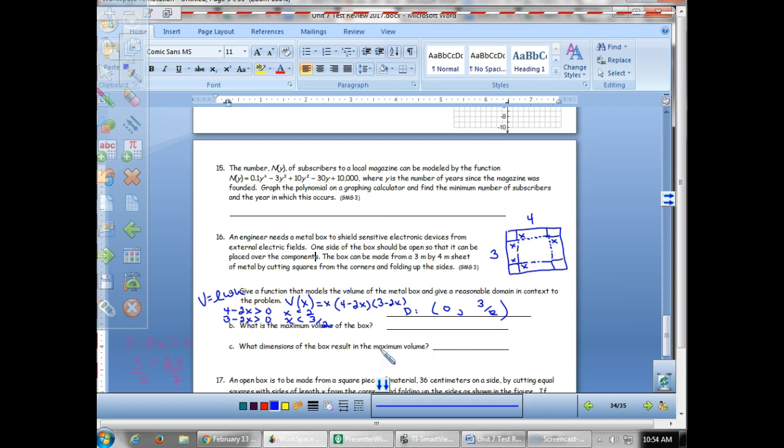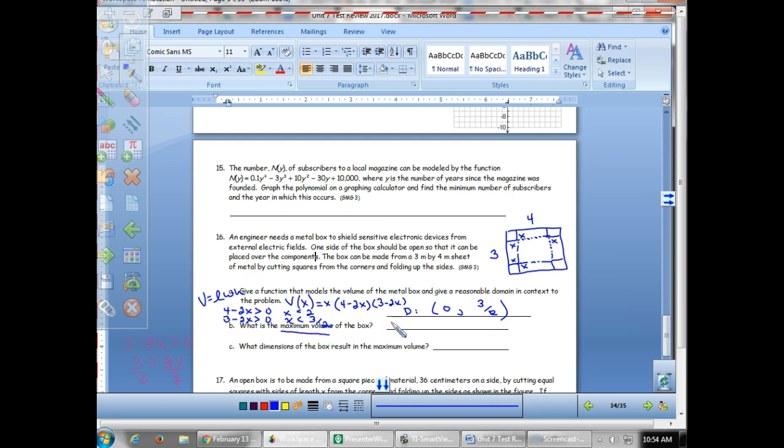So how is that? And so the domain's never like in brackets on these problems? No, the domain will not have brackets. It's going to be parentheses because it has to be greater than 0 and then less than some other value for x. Okay? So then it wants to know the maximum volume of the box.